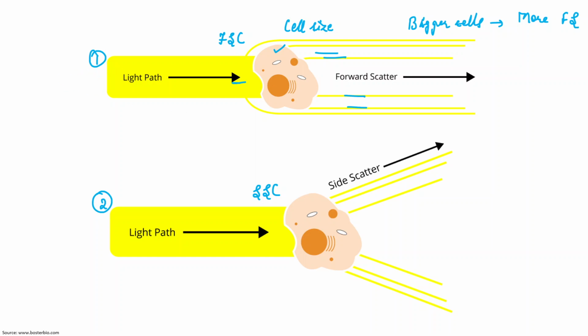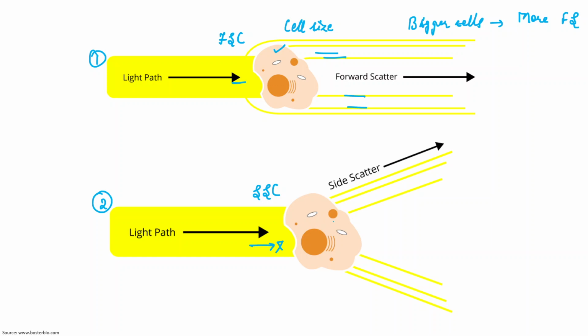The second is side scattering or side scattered light. This side scattered light, as you can see, is not going to travel in the same axis as your incoming light. It is refracted to different paths and deviates from the original path. So this is the side scattering.